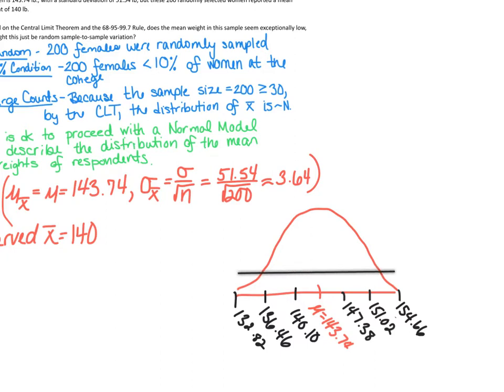So within 3 standard deviations of the mean, I've got 99.7% of my data. Within 2 standard deviations of the mean, I've got 95% of my data. And within 1 standard deviation on either side, that is 68% of my data. Okay, so trying to line this up with my tick marks. Okay. And now, as I look at this, 140 is going to be about right here. So is that exceptionally low?